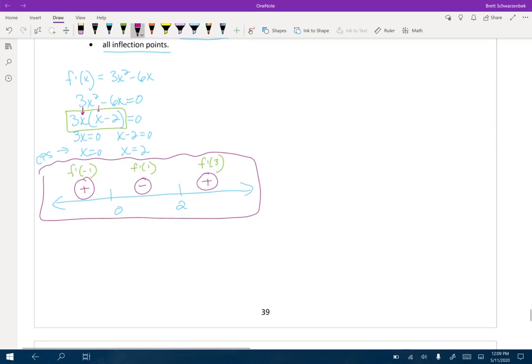So what do we get? Well, we start with, let's do decreasing. We are decreasing anywhere you see a negative, so on 0 to 2. We are increasing anywhere you see a positive. So we're increasing on -infinity to 0, union 2 to infinity.